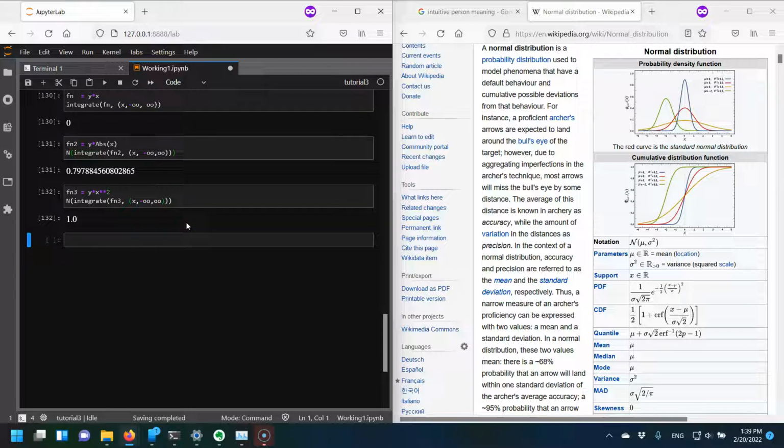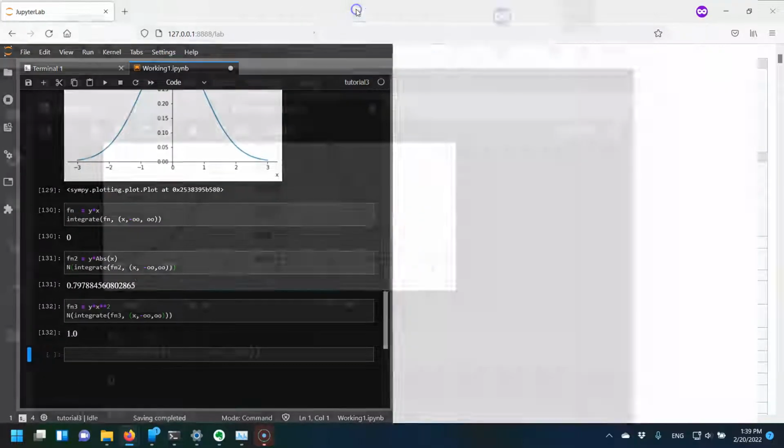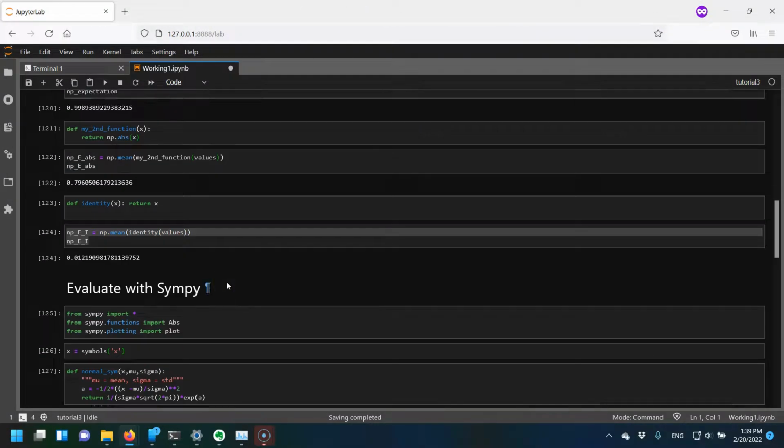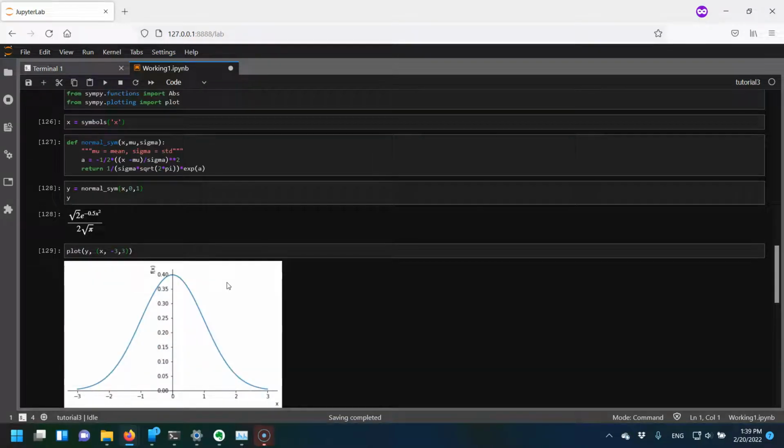So this is pretty helpful to actually see the two different approaches. One using a symbolic approach and the other using a sampling approach. And we should be getting similar values for both.